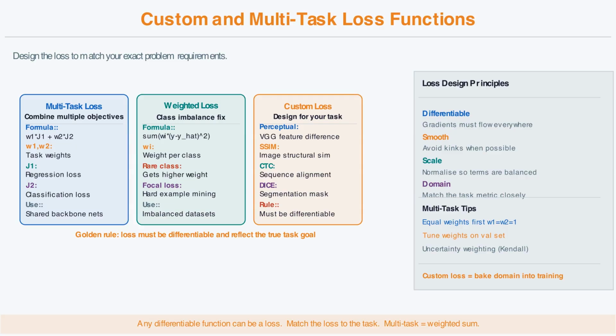You pass both the prediction and the target through a pre-trained VGG network and compute MSE between the extracted features. This produces sharper, more visually coherent outputs than pixel MSE. In speech and text recognition, connectionist temporal classification loss handles variable length sequence alignment. Segmentation tasks use dice loss or intersection over union loss to directly optimize the overlap between predicted and true masks.